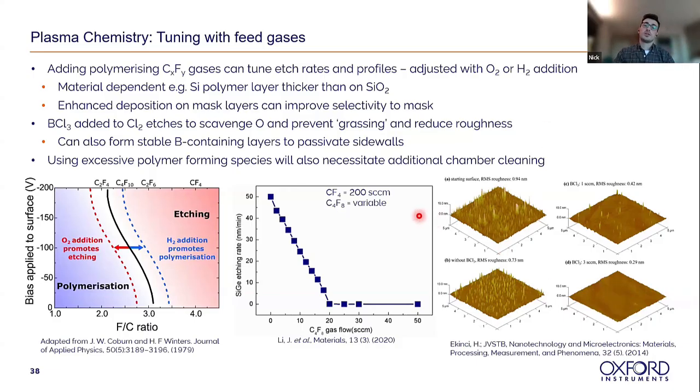It should be pointed out, though, that if you are using a very heavy polymer-forming plasma to do your etching, you'll also have to think a lot more about the chamber conditioning that you're going to need to do. I mentioned that you've also got to think about what's going on on your chamber walls. If you're doing a very polymer-forming plasma, it's going to be building up on your walls, and you might find that your etch changes quite dramatically if you don't think about cleaning that away and about the chamber conditioning.